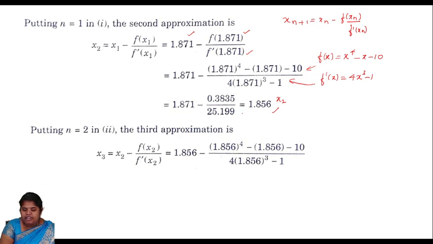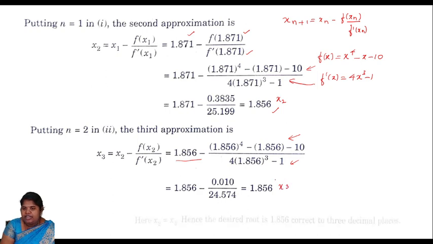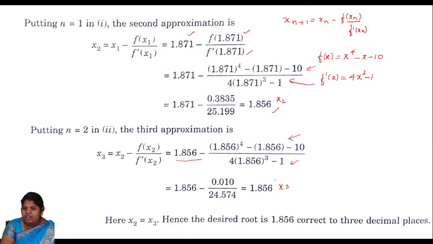Now put n equal to 2 in the Newton-Raphson formula. We get x3 equal to x2 minus f of x2 by f dash of x2. Substitute the values of x2, f of x2 and f dash of x2. After solving this, we get 1.856 as the value of x3. Now consider x2 and x3. Those values are equal. Hence, the root of the given expression is 1.856.